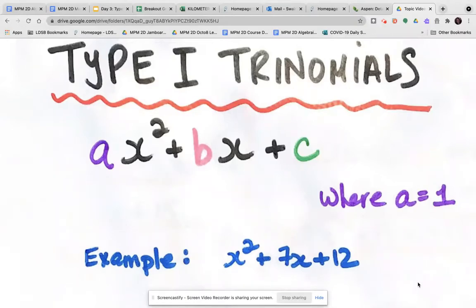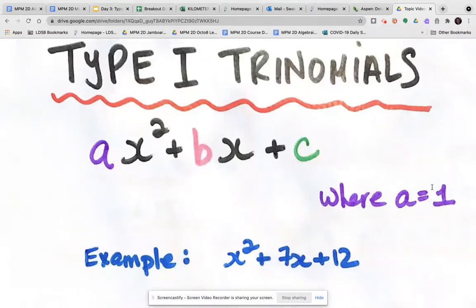And when that didn't work, we started to look at the number of terms that a polynomial has for clues on strategies that we can use to factor the polynomials. So in our last lesson, we looked at type 1 trinomials. So trinomials in general, when we're using this type of factoring, are in the form ax squared plus bx plus c, where a is equal to 1.